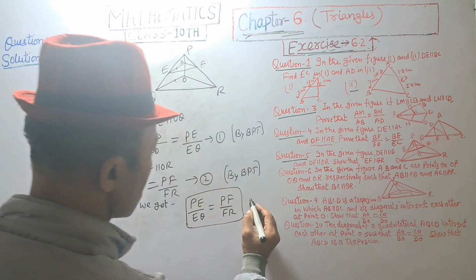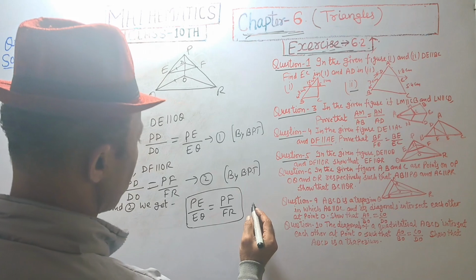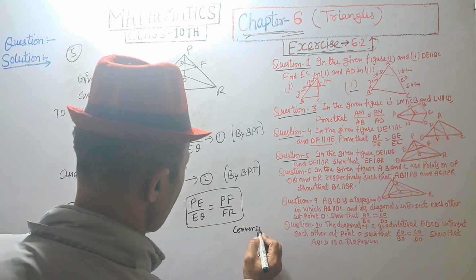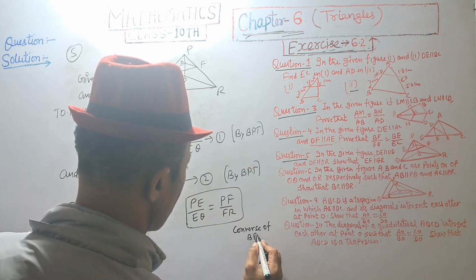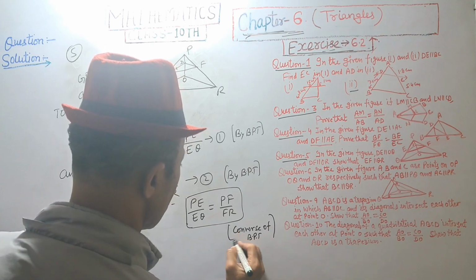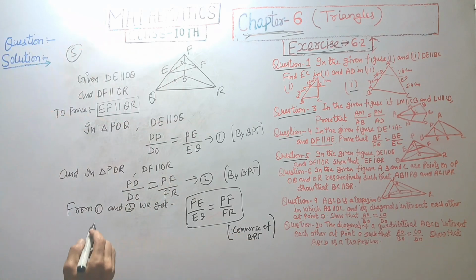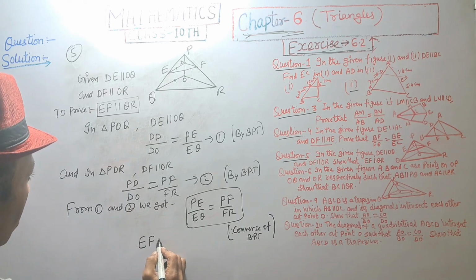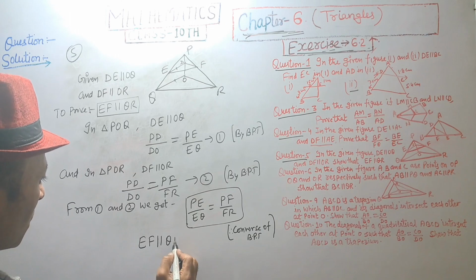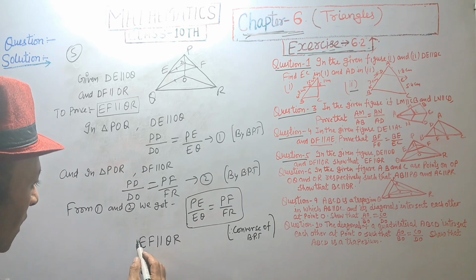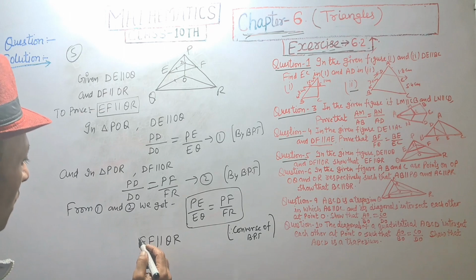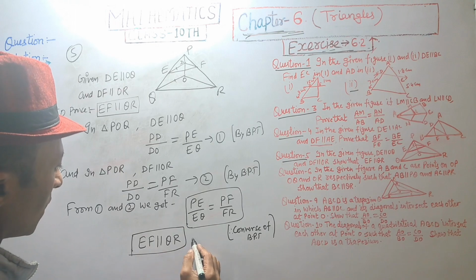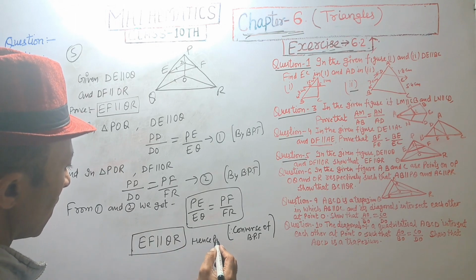So by converse of BPT, EF is parallel to QR. Hence proved.